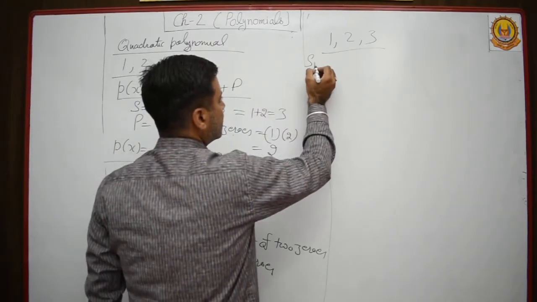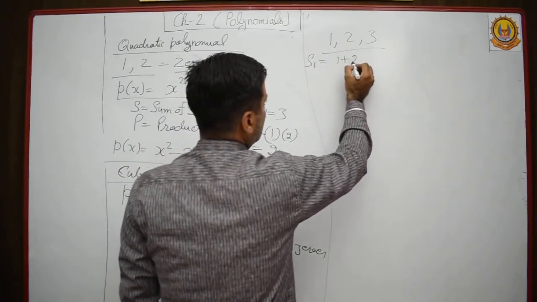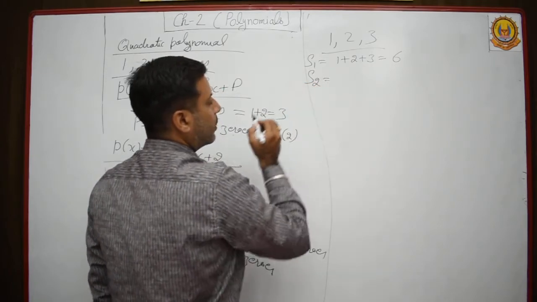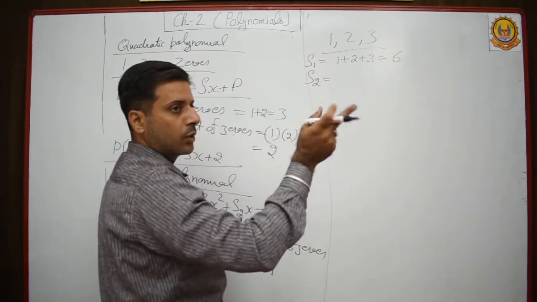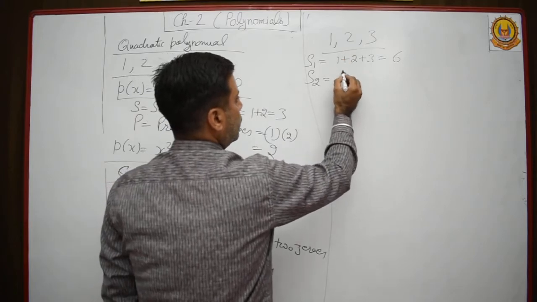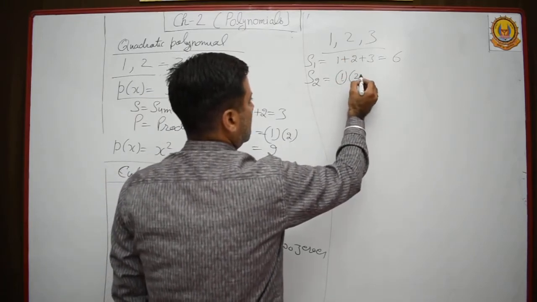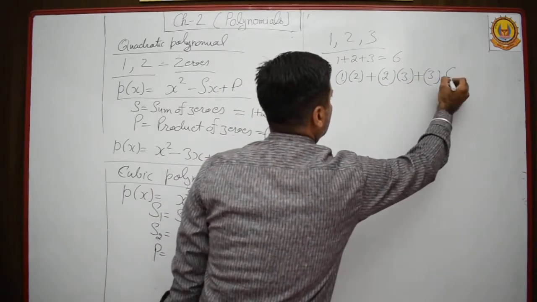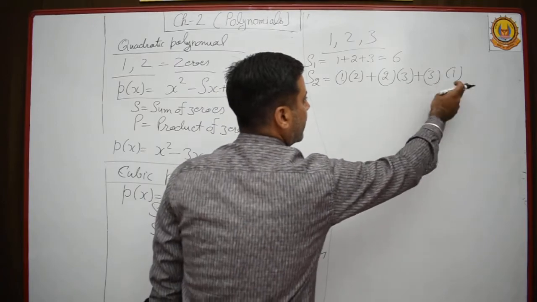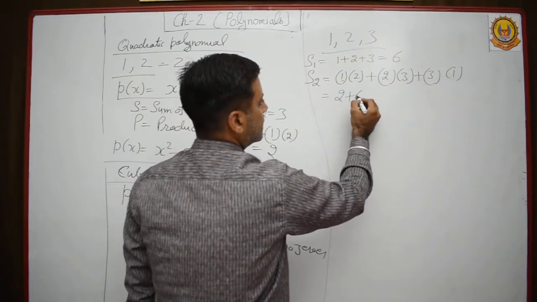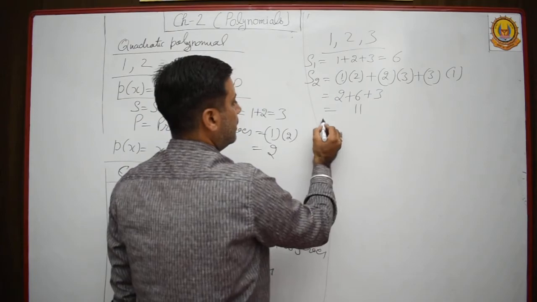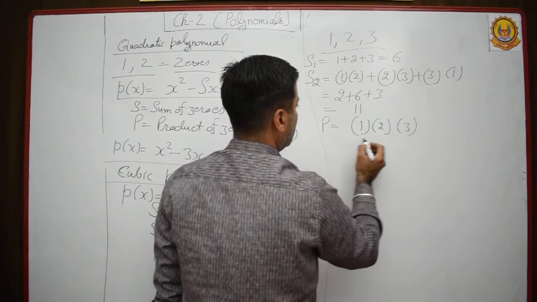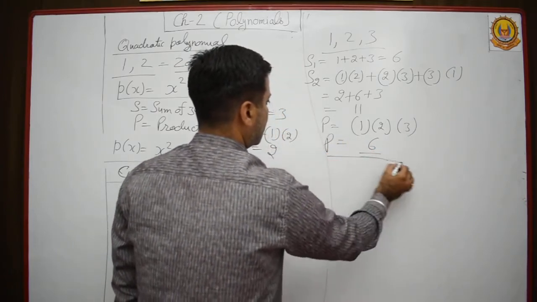So firstly you will find s1, the sum of zeros, that is 1 plus 2 plus 3 equal to 6. Second, you have to find s2, the sum of product of two zeros, that is 1 into 2 plus 2 into 3 plus 3 into 1, the sum of product of two zeros taken at a time. So 2 plus 6 plus 3, that is 11, and p means product of zeros, that is 1 into 2 into 3, so that is equal to 6. So p is equal to 6.